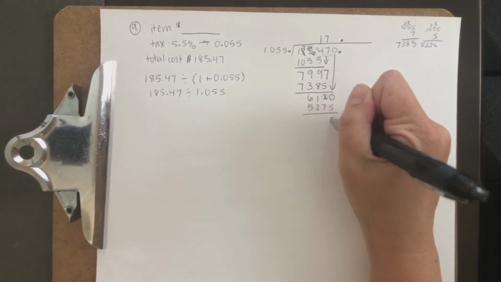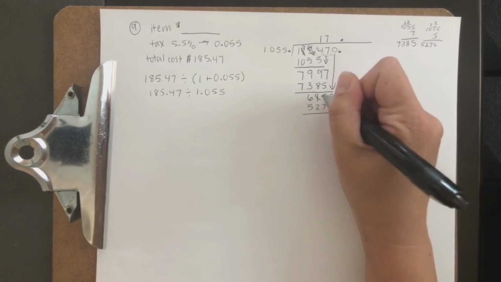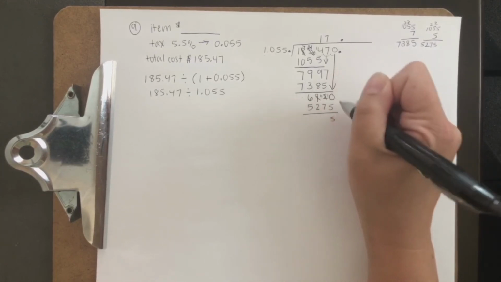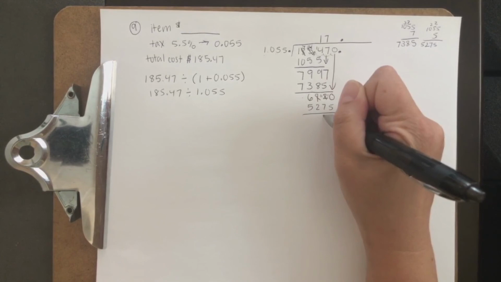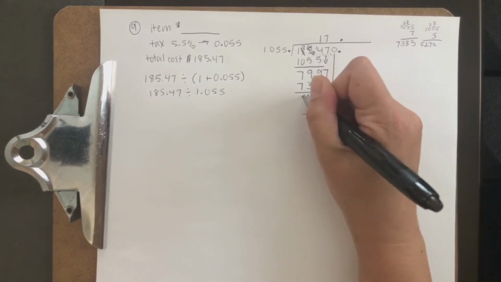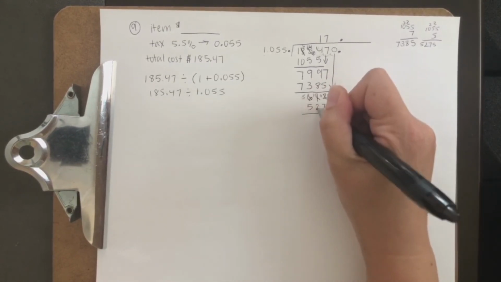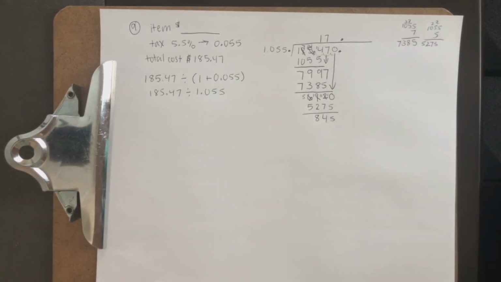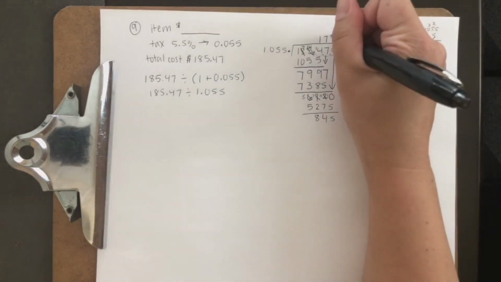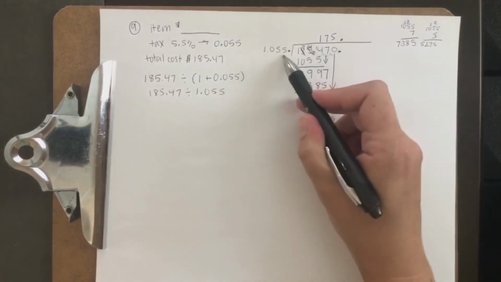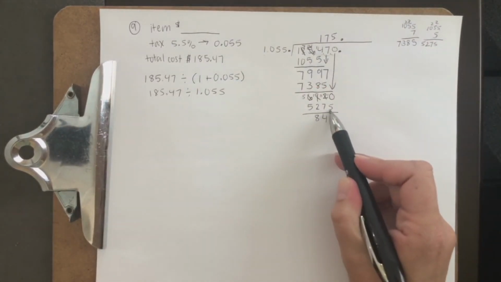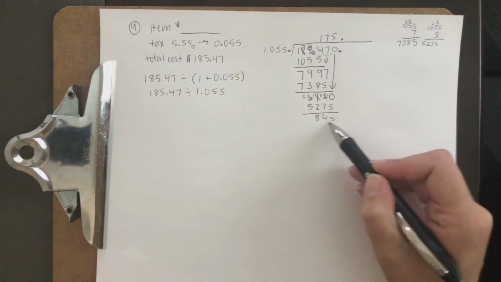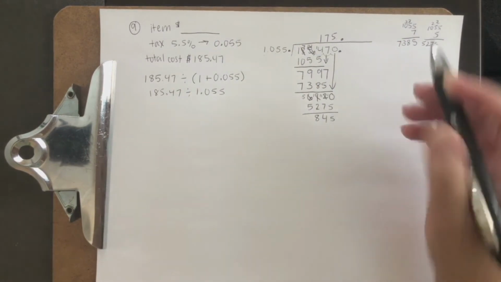10 minus 5 is 5. We have to borrow. 11 minus 7 is 4. We have to borrow again. 10 minus 2 is 8. And so that was 5. 5 times 1,055 was 5,275. Now we have a remainder of 845.